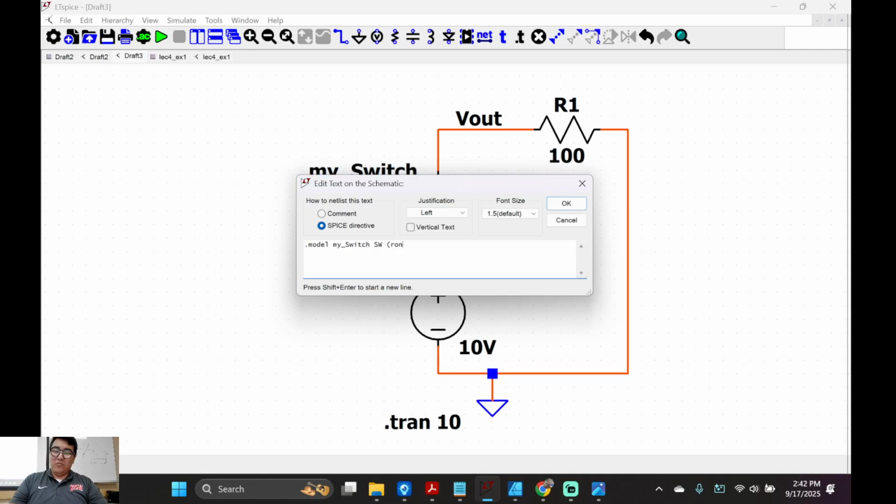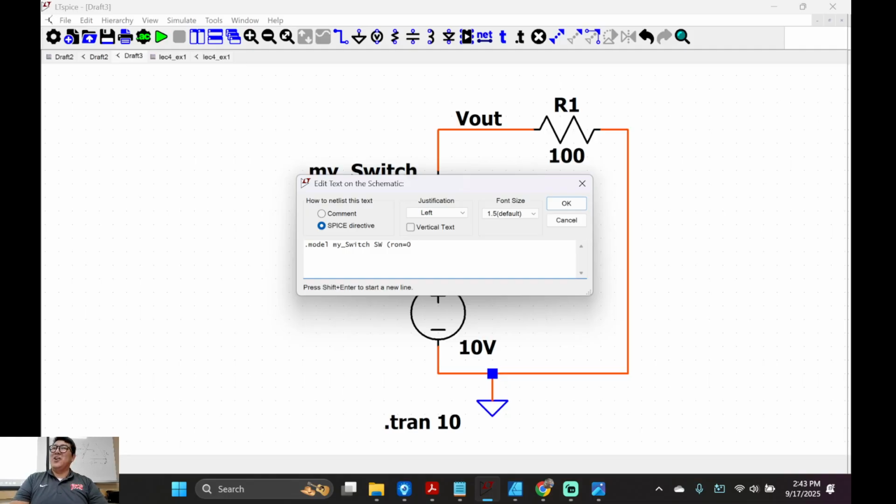And when it's on, the switch should be ideal, just an ideal wire, right? What does that mean for our resistance? It should be close to 0, right? So if I do 0, actually let me do 0, see if that works.